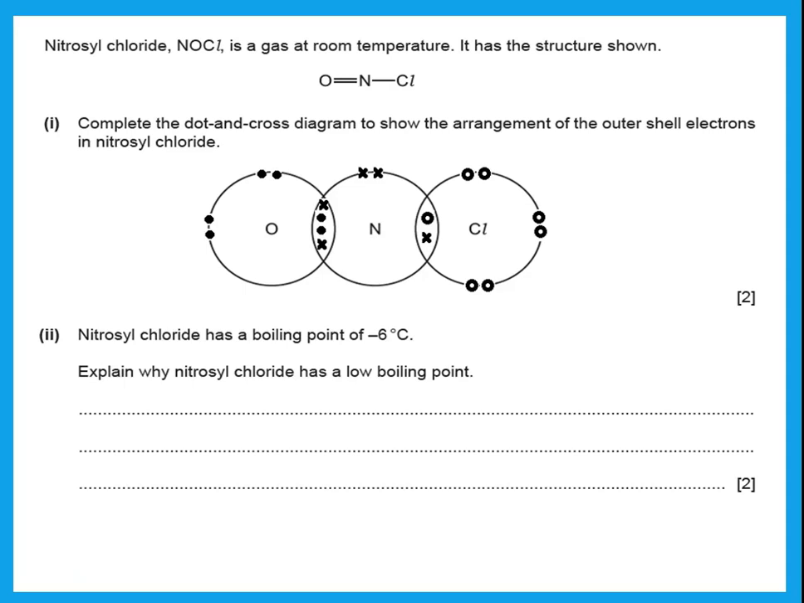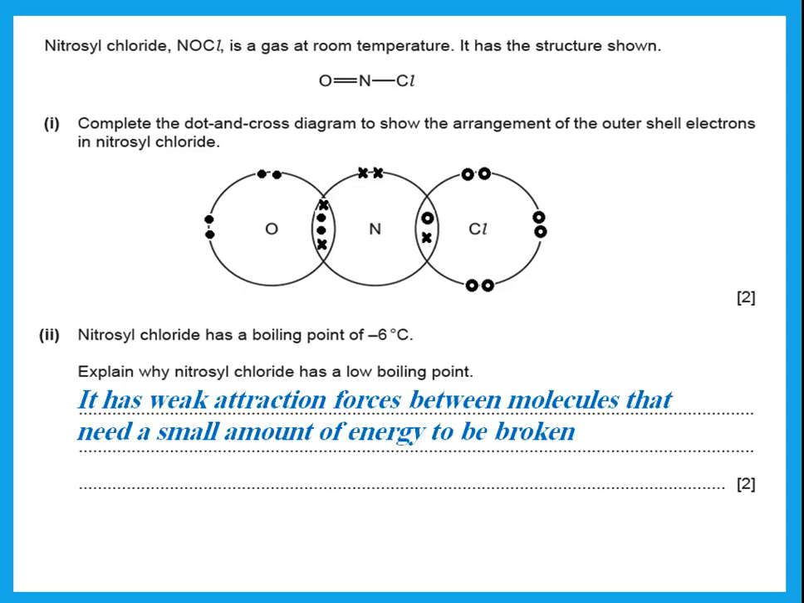Okay, explain why any compound has a low boiling point. We said if it has a low boiling point, that means it has a simple molecular structure, and that means it has weak attraction forces between molecules that need a small amount of energy to be broken. Remember that. This is what we use to explain why something has a low boiling point or melting point. If it has a low boiling point or melting point, that means it's not giant. That means it's a simple molecular structure. And if it's a simple molecular structure, that means it has weak attraction forces between molecules that need a small amount of energy to be broken.